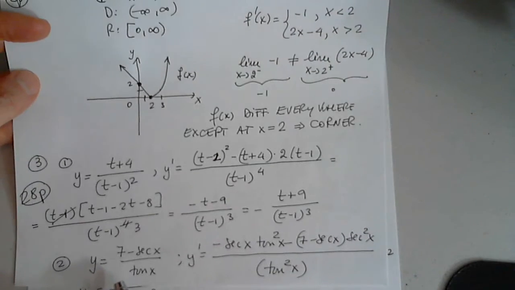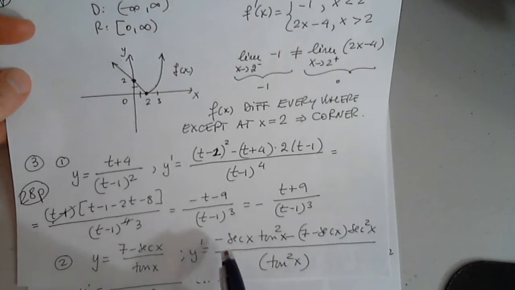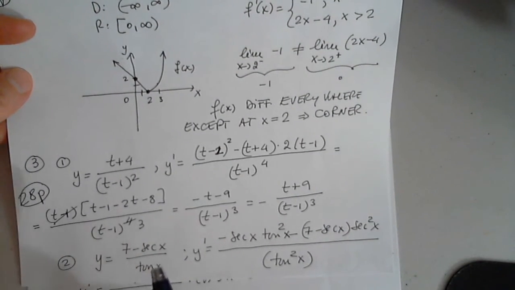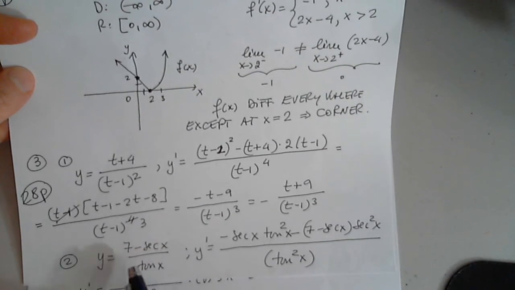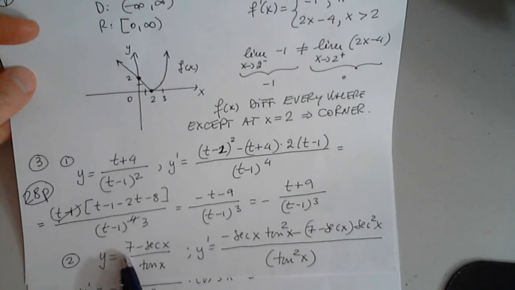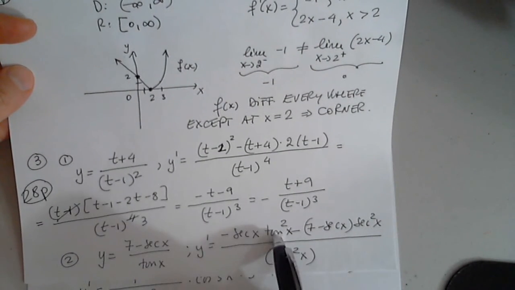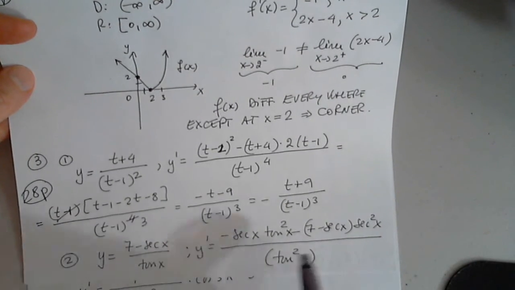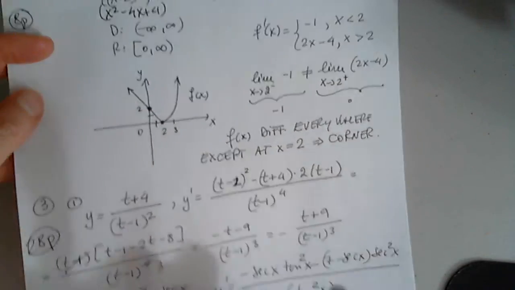Here, 7 minus secant squared over tangent x, negative secant the top prime. It's negative secant tangent times tangent, because secant prime is secant tangent, but there is a minus in front that I have to keep, and 7 prime is 0. And secant tangent times tangent is this, minus 7 minus secant tangent times the denominator prime, which is secant squared, over the denominator squared. Don't try anything else, this is good enough.